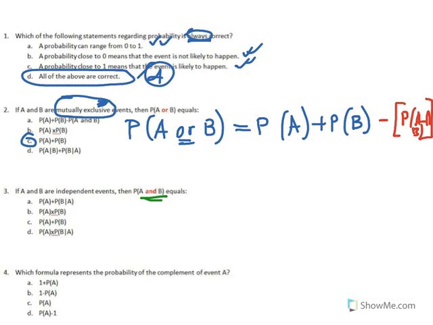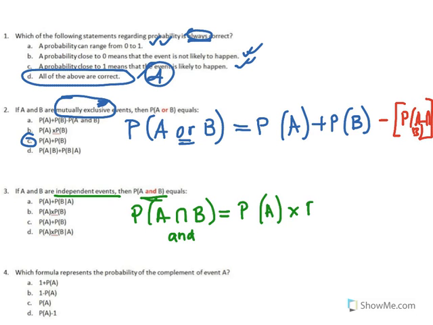So in this case, independent events, right? P of A and B, sometimes you see this intersect sign, this is AND, will be equal to P of A times P of B. So these are two independent events, and you just multiply these two probabilities.